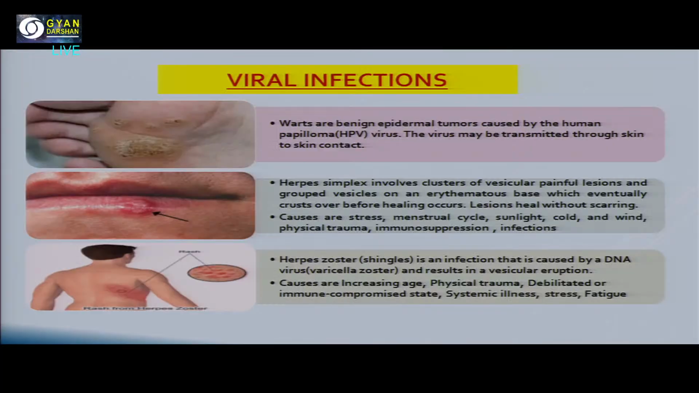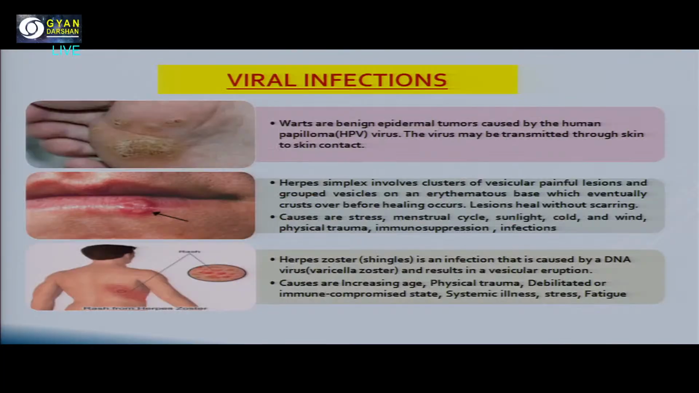Then there are plenty of viral infections also, but the most important viral infections that affect the skin are warts, herpes simplex, and herpes zoster. Warts are usually benign epidermal tumors caused by human papilloma virus. Yes, this is the same virus which causes cervical cancer in females. It is transmitted through skin to skin contact. There is also herpes simplex, which involves clusters of painful lesions grouped together along a particular nerve. It's caused by stress, menstrual cycle, sunlight, cold wind, trauma, immunosuppression, and infections.